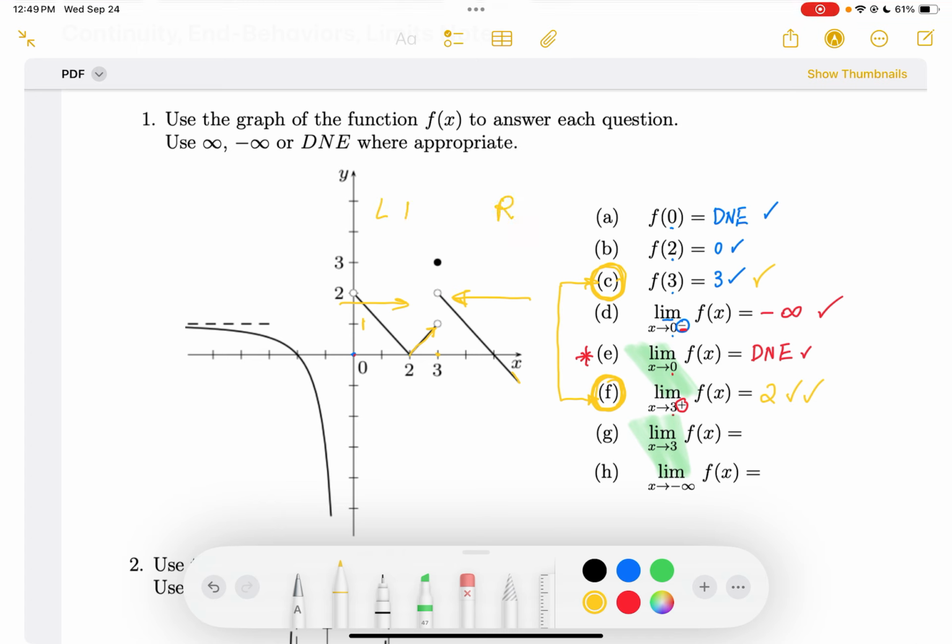But what happened to the right side? My picture gets closer and closer to 2. Well, as you can see, left and right are not the same. So I don't have a limit. That does not exist. So once again, when there is a picture, the answer is in the picture.